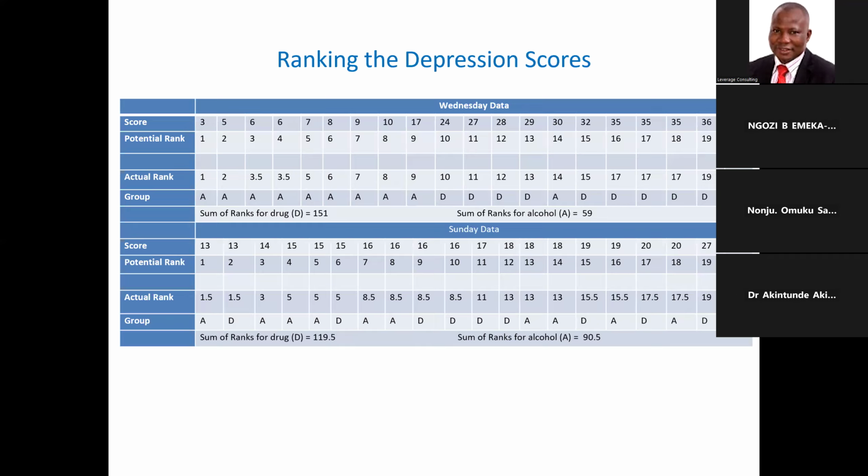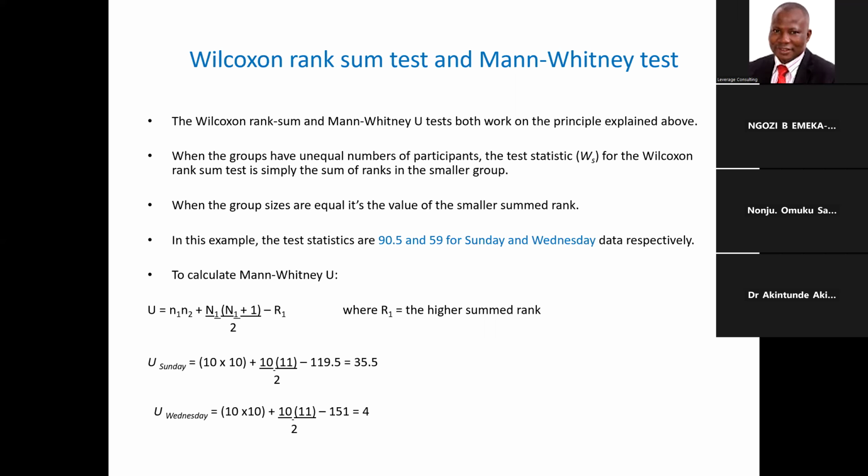So the same thing, if you look at Sundays, the same similar thing we did to Sunday data. To the extent that for the drug, the sum of the rank is 119.5, while for the alcohol it is 90.5. Let's look at the way we do the interpretation.